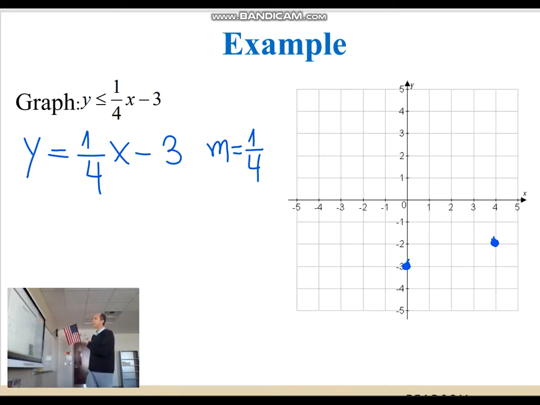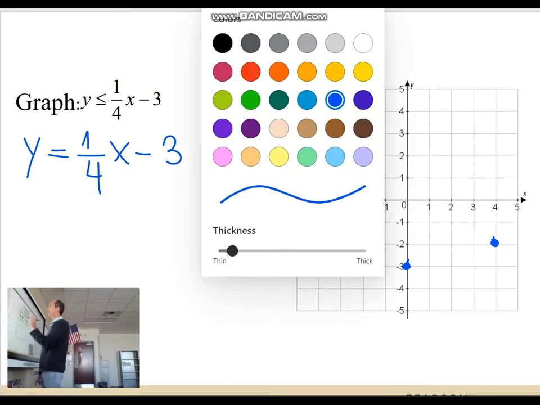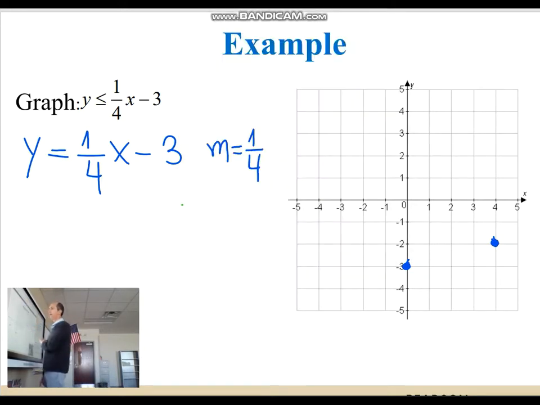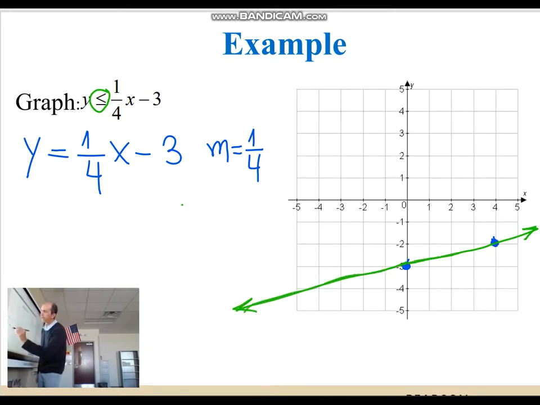My question to you, is this line going to be dashed or solid? Check the inequality. Does it have an equal sign on it? If yes, it's going to be solid. If you find an equal sign on the inequality, no questions. Yes, it's solid. That means the boundary is included in the solution set. All the points here on the boundary are included in the solution sets.